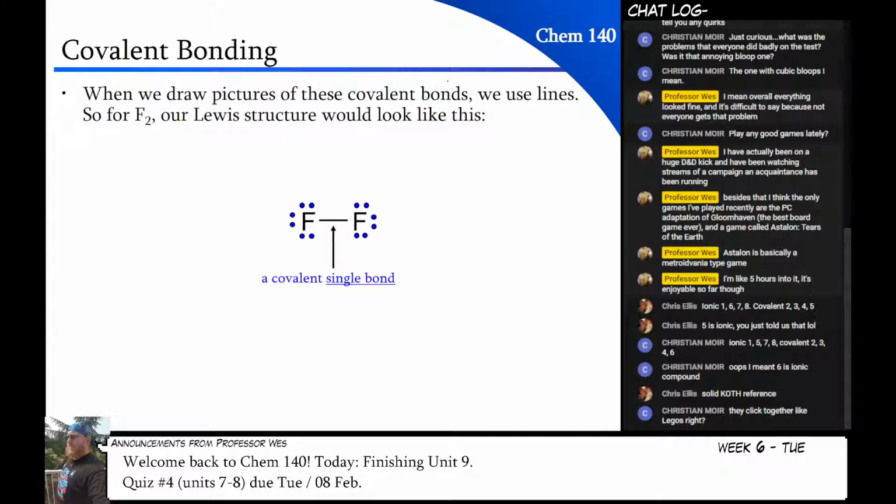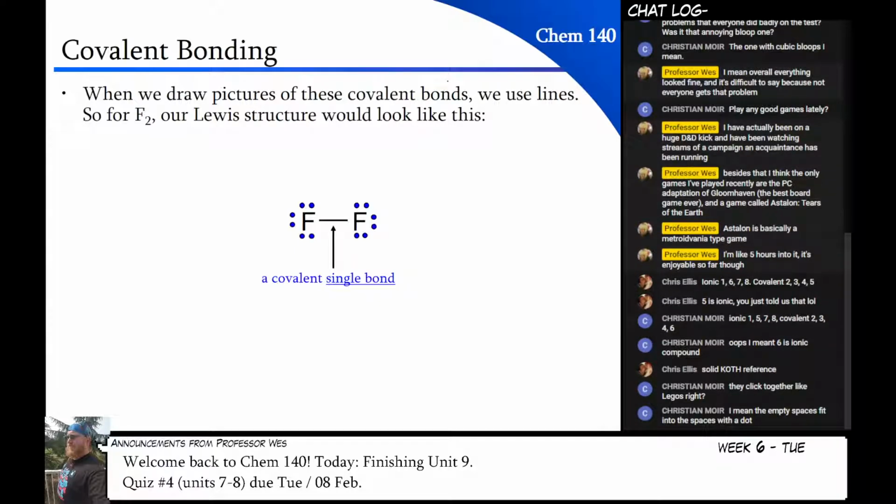That's going to be our single bond. If you were to share more than 2 electrons between 2 atoms, say 4 or 6, you would draw more lines, and so you'd get a single, double, or triple bond. So let's look at some examples of that in a second.